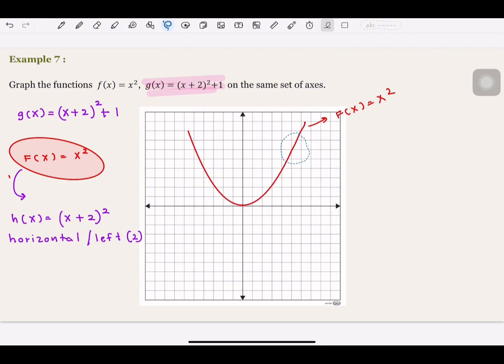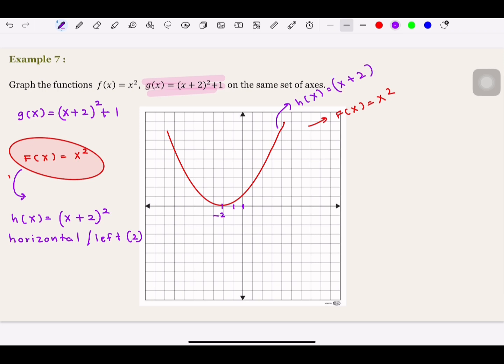So the origin is here. The vertex is placed at the origin. So here you have to move this vertex to the left by 2 units, which means it's going to end up over here. So I'm going to move this graph to here. So this graph over here will represent my h of x, which is (x + 2) to the power 2. So now I'm going to get rid of this part.